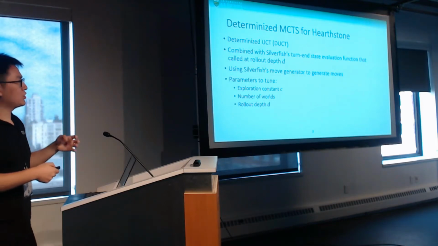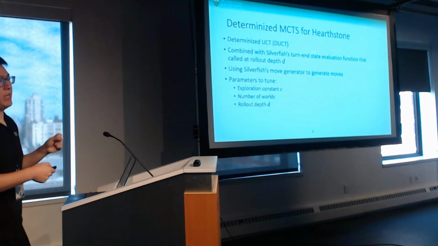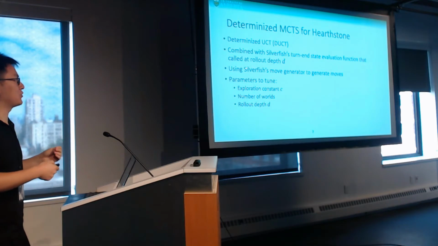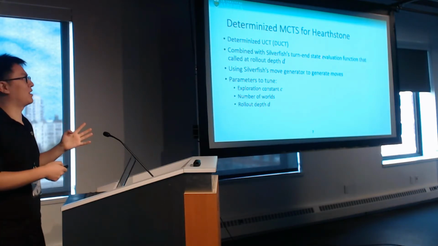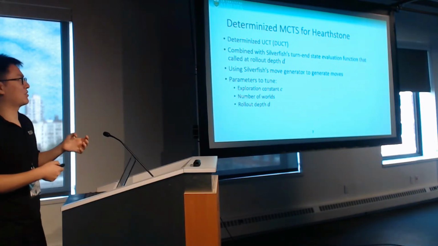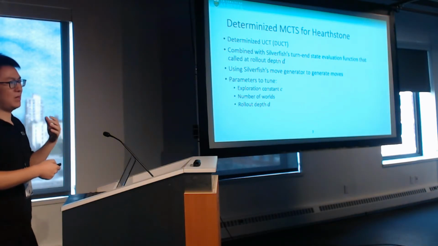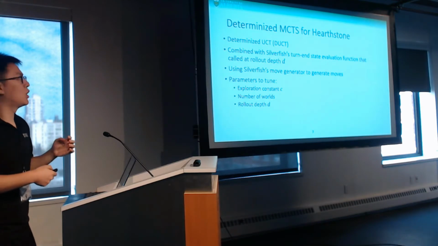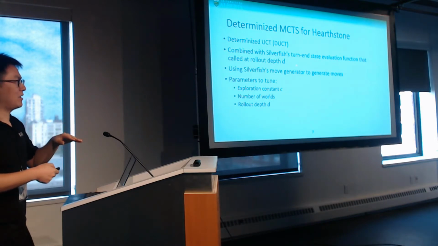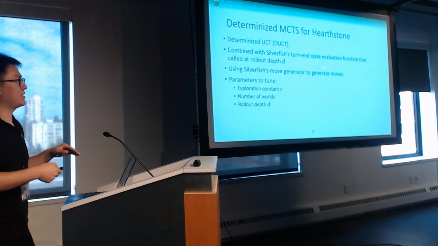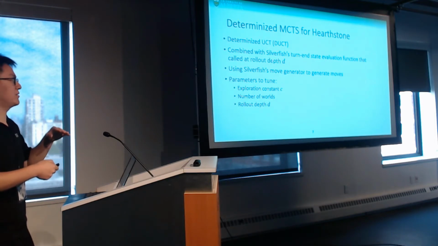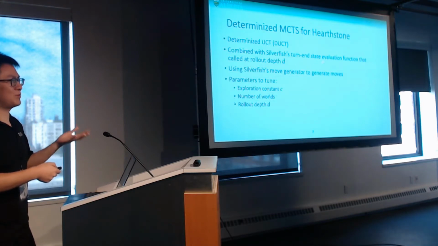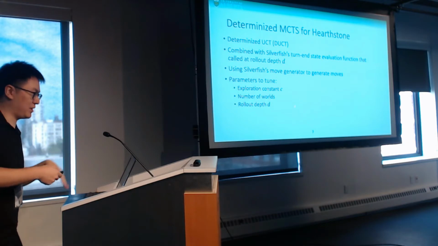In our application to the game of Hearthstone, we use the UCT enhancement to the determinized Monte-Carlo tree search. So the algorithm we use is determinized UCT, DUCT for short. Another modification we made is that instead of doing the full rollouts, we cut the rollouts at depth D and call the in-game state evaluation function, and back the value up instead of doing the full rollouts.